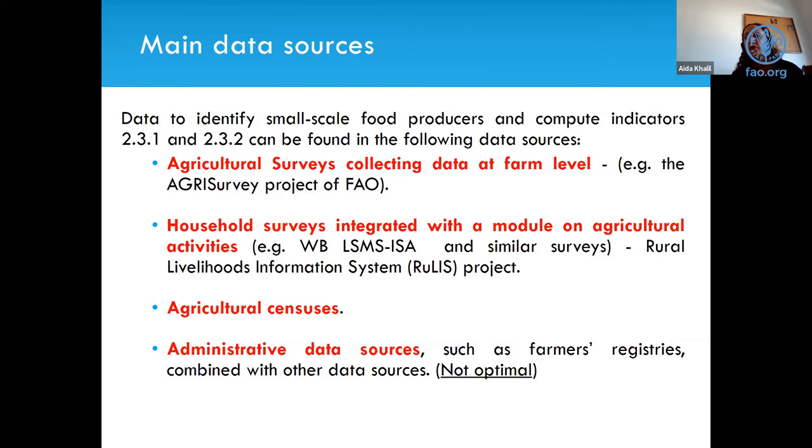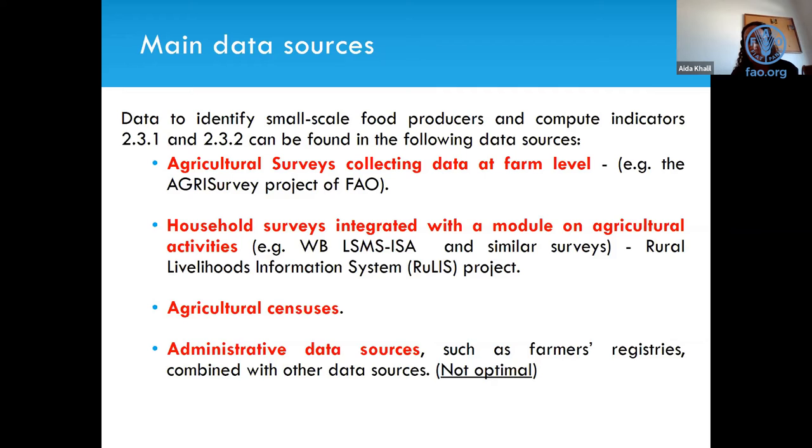In this case, the unit of analysis, so the unit to which the indicators would be referred, would be farms, which can be in both the household and non-household sector. An example of a good agricultural survey that could allow computing this indicator is the AGRISurvey, a survey designed under the AGRISurvey project of the FAO. I will give more detail on this. Jacob has also talked about this, and also Naman, and perhaps you have already engaged with the FAO team in charge of this project.